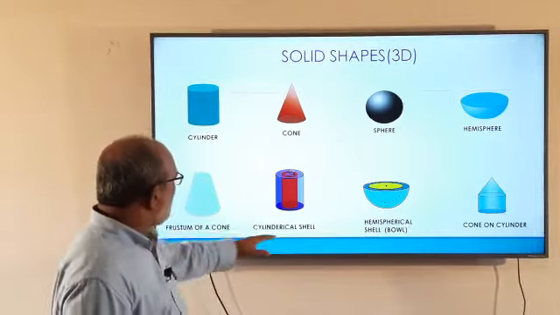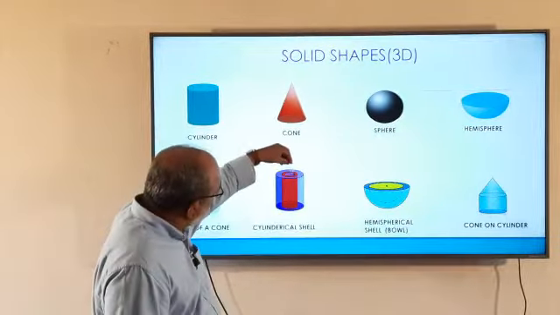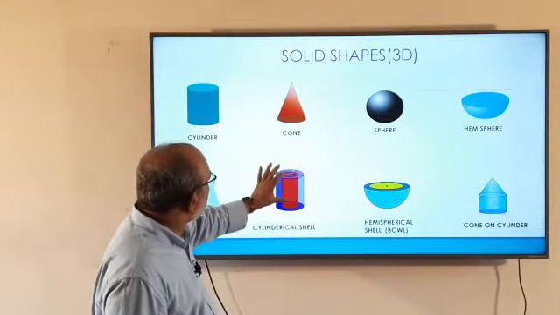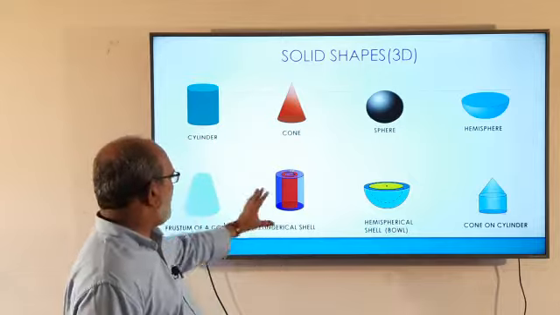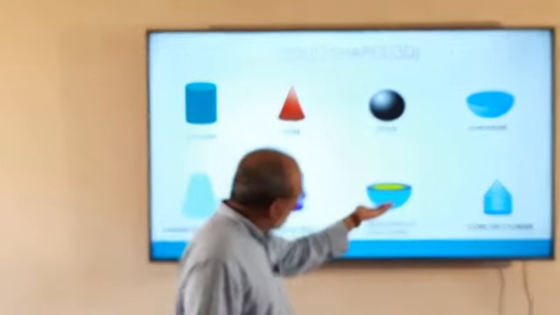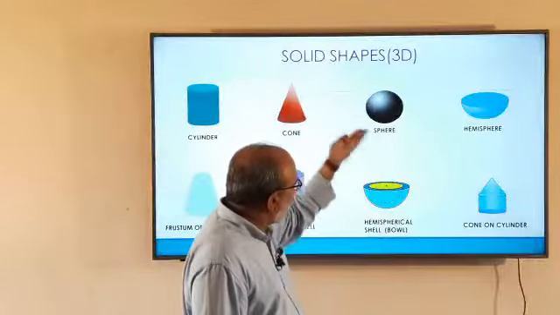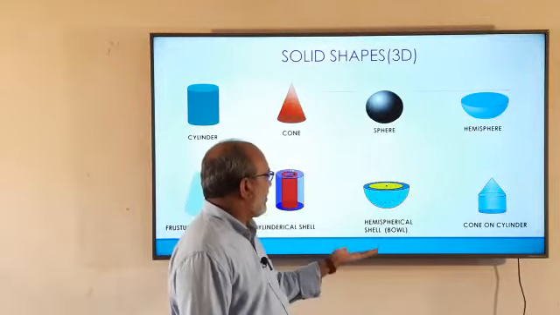Okay. Here is a cylindrical shell. It was a solid cylinder, but a small cylinder is removed from here. So it's a shell. It was a hemisphere, but a small hemisphere has been removed. So it became a bowl-like shell, right?